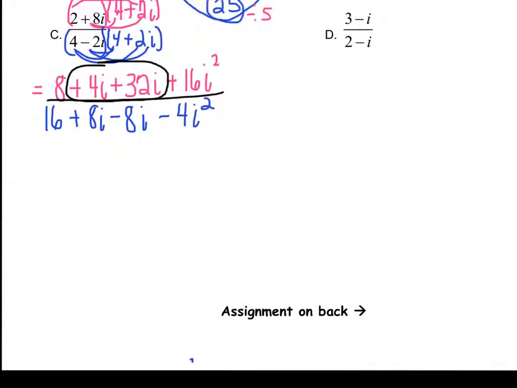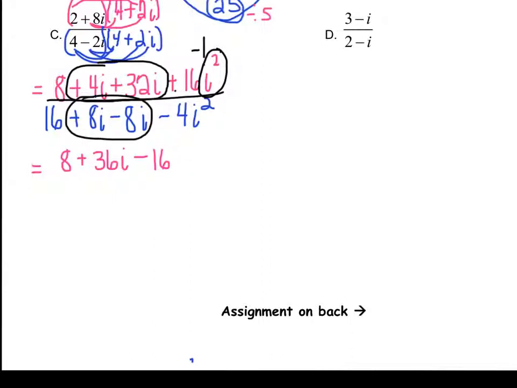So we can combine those. So on the top, we'll have 8. 4 plus 32 is 36I. And we can replace this with negative 1. So just to save a step, this is going to be positive 16 times negative 1. So it will become negative 16.